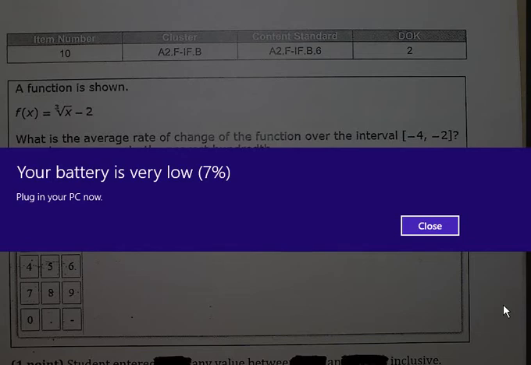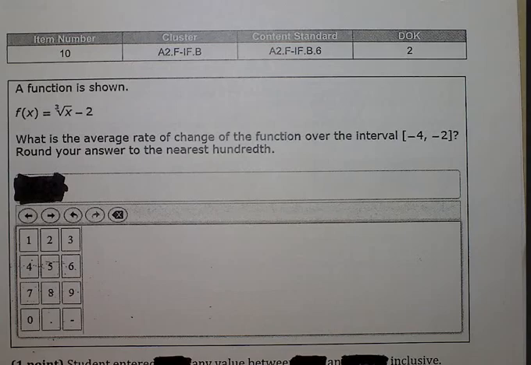How do we do this? Please make two parentheses. In the parentheses, when you see -4 to -2, that is the interval, the x values in which we are going to see how fast this particular function is rising or falling. If it's rising, it will be a positive rate of change. If it's falling, it's a negative.